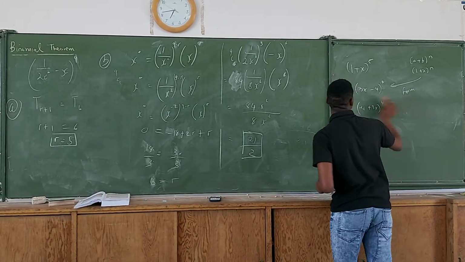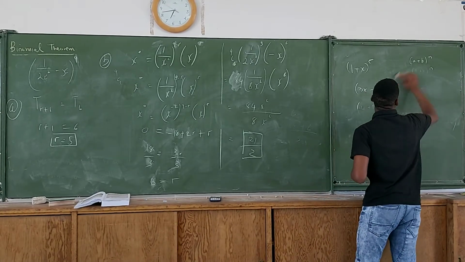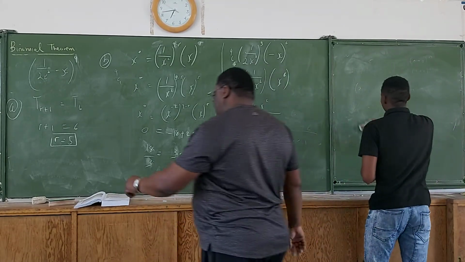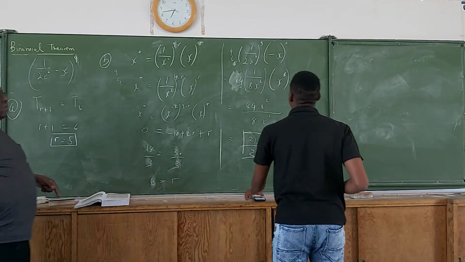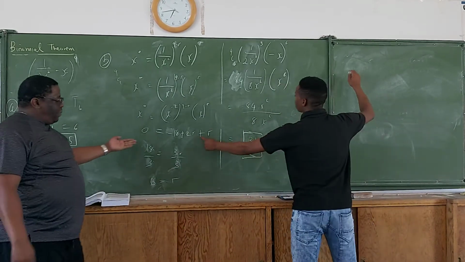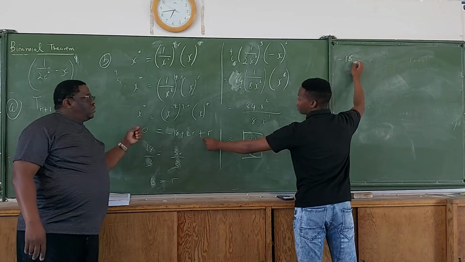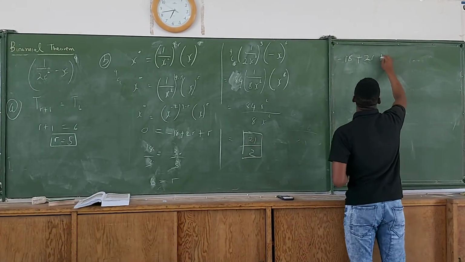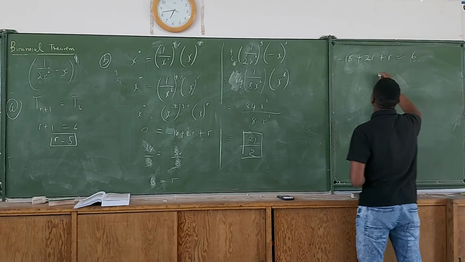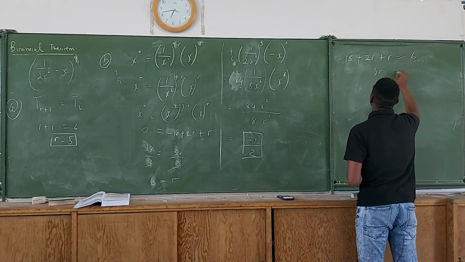Alright, part B or part C of the question. It says the term containing x to the power 6. So you will come back here, then you substitute it back into your expression. You get it now.